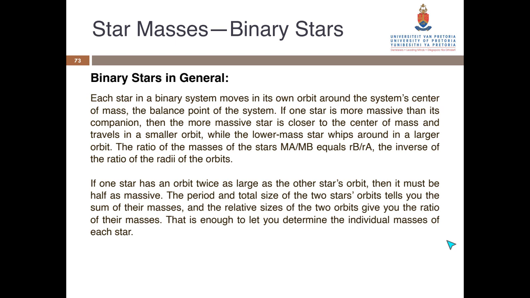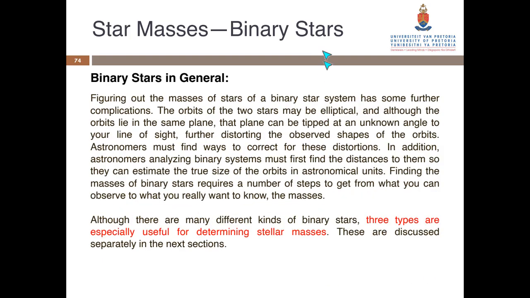The period and the total size of the two stars' orbits tell you the sum of their masses, and the relative sizes of the two orbits give you the ratio of their masses. That is enough to let you determine the individual masses of each star. Figuring out the masses of the stars of a binary star system has some further complications. The orbits of the two stars may be elliptical, and although the orbits lie in the same plane, the plane can be tipped at an unknown angle to your line of sight, further distorting the observed shapes of the orbits.